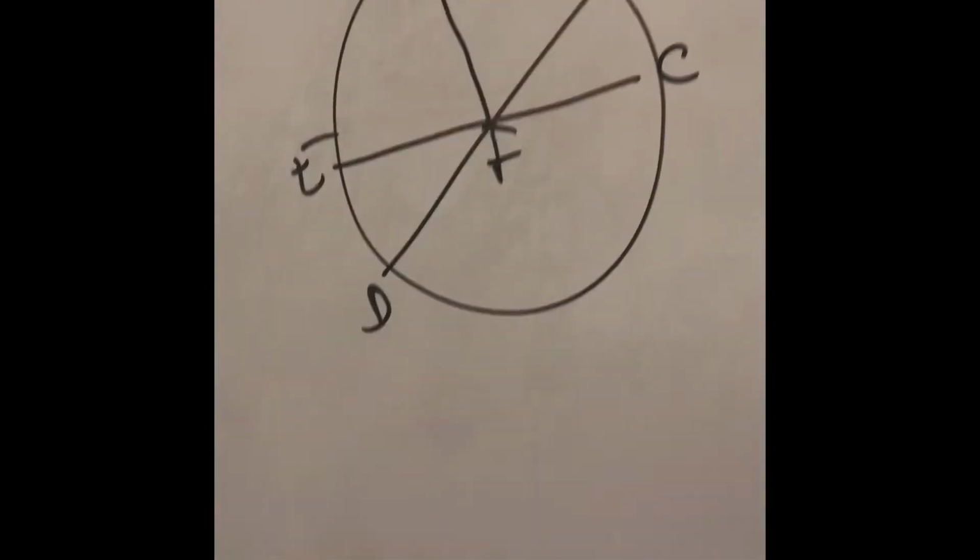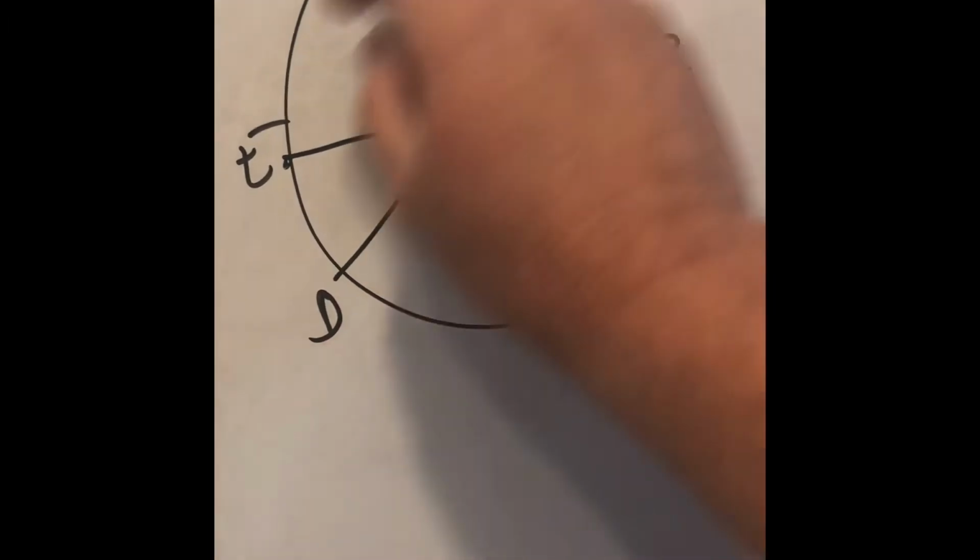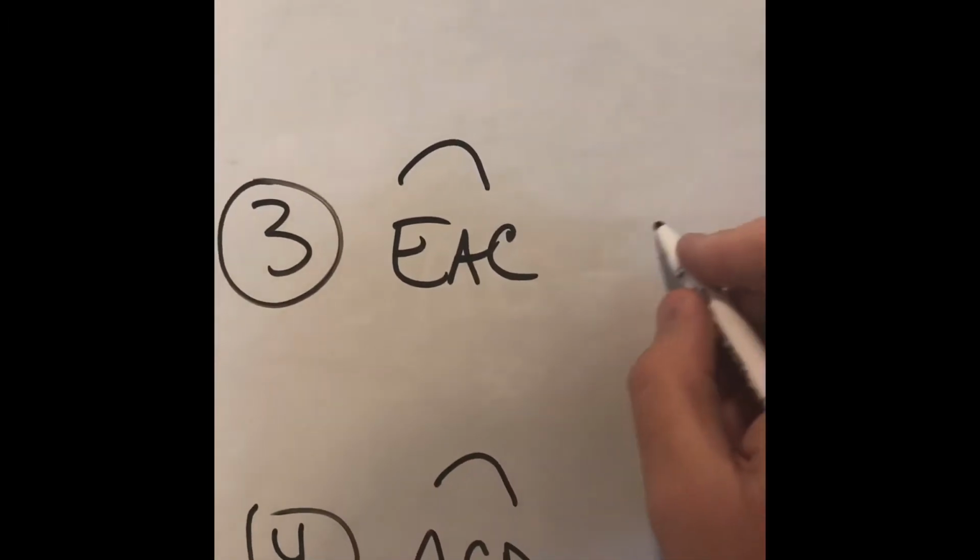Arc EAC. Now notice arc EAC. Just notice where the endpoints are, E and C. Diameter of the circle. Arc EAC, semicircle. And then arc ACD.